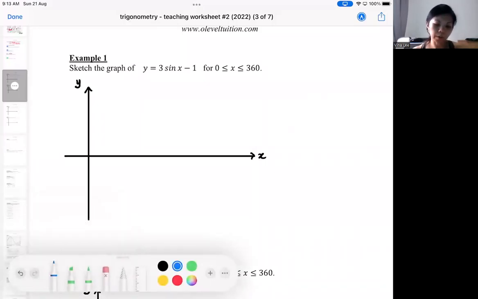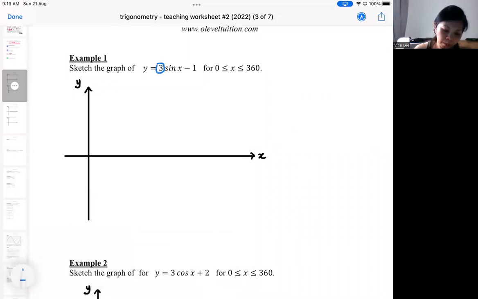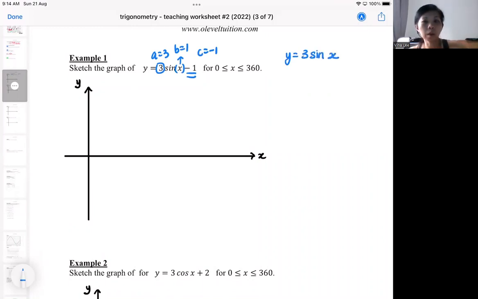So I'm going to show you the 4 steps by using numerical example. Okay, so this is the first example. When I first look at the example, I will look at my A, I will look at my B, and I look at my C. So from here, I know that later on I need to shift the graph down. Okay, so that means I should be drawing this. Usually I will draw the one without shifting first, and then I will shift the graph down.